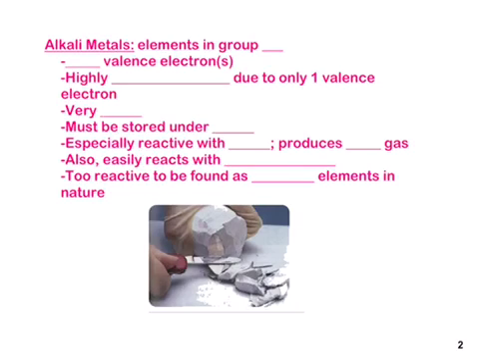So elements in group 1 are referred to as the alkali metals. These metals have 1 valence electron, and they're very reactive because they only have that 1 valence electron. They're also very soft, so soft that they can be cut with like a butter knife. They have to be stored under oil or submerged in oil because otherwise they would react with the water in the atmosphere. When these metals react with water, they produce a hydrogen gas. They also easily react with nonmetals.